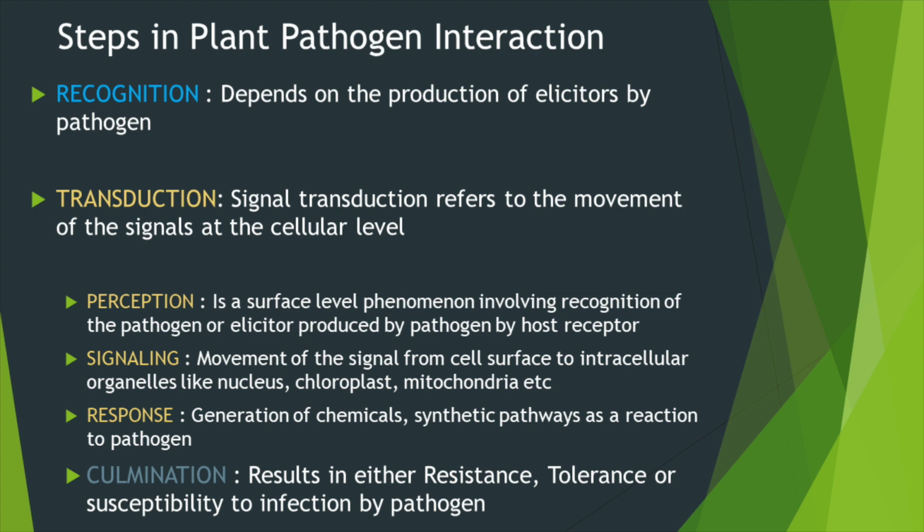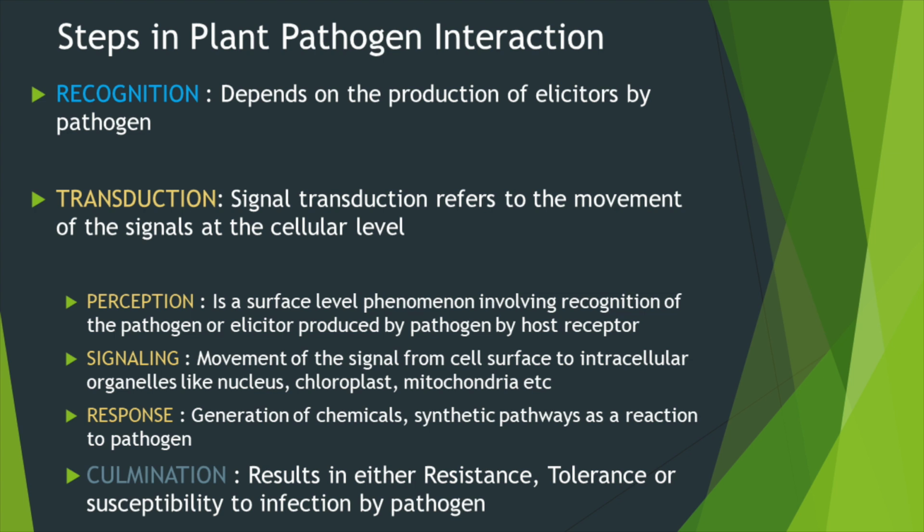So the first step is recognition of the pathogen as non-self by the plant. So how does it do that? The pathogens will produce certain molecules. These molecules are called elicitors. These elicitors are detected by the plant cell, and that is how the plant recognizes the pathogen. So the first step is recognition.